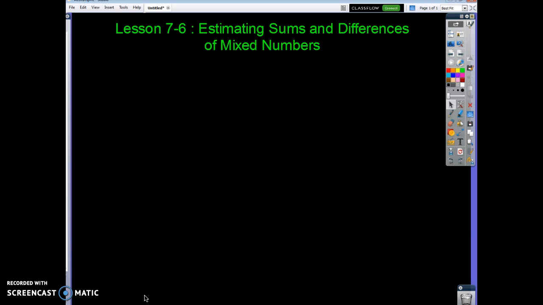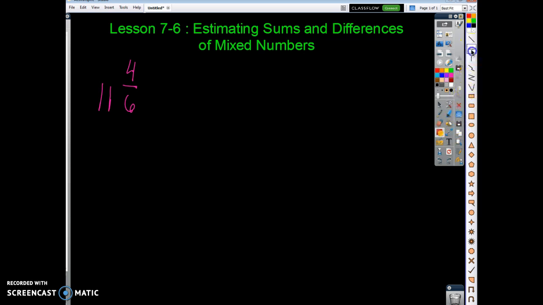So we're going to start out with our first problem, and we're actually going to start out pretty simple. I just want to look at a mixed number, and let's do 11 and 4/6. So I've got a fraction, 4/6, and a whole number, 11, and when these are together, we call that a mixed number. And what we want to be looking at is to see if we can round that mixed number to the nearest whole number.